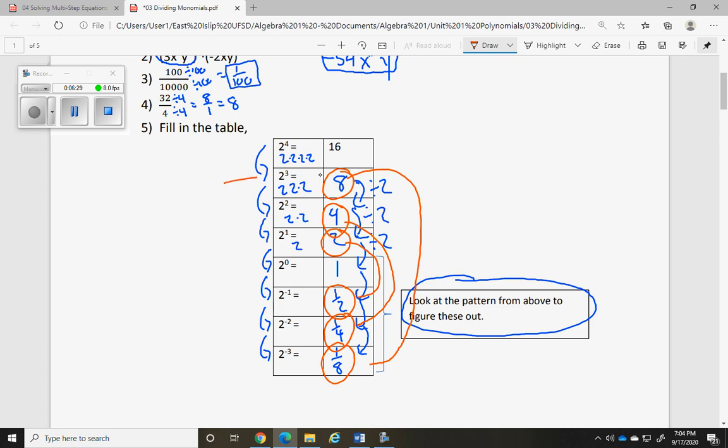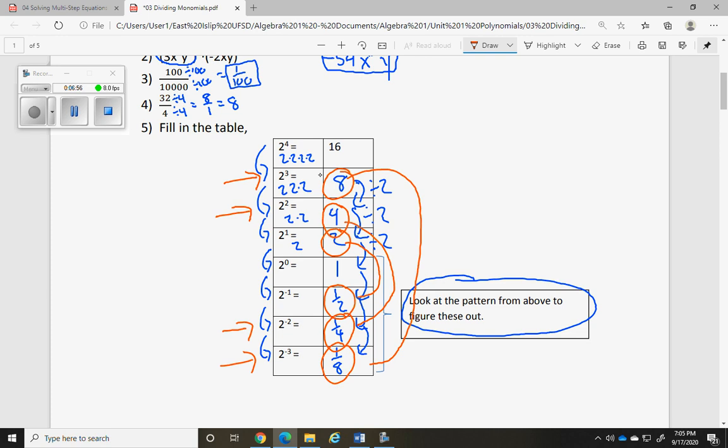And take a look at what this problem was. That was 2 to the third. And look at this one. It's 2 to the negative third. Huh. So you mean that 2 to the negative third really is the reciprocal of 2 to the third. Does that always happen? Well, this is 2 to the second, and this is 2 to the negative second, and this is a 4, while this is a 1/4.